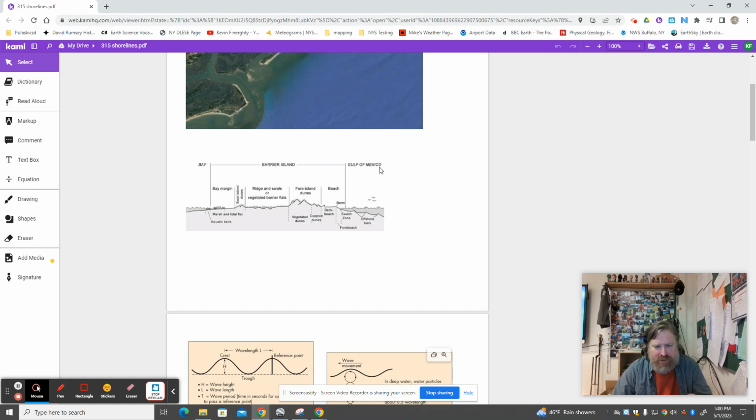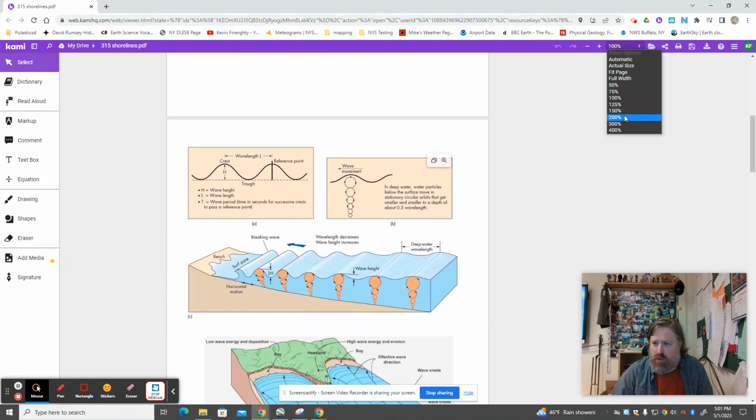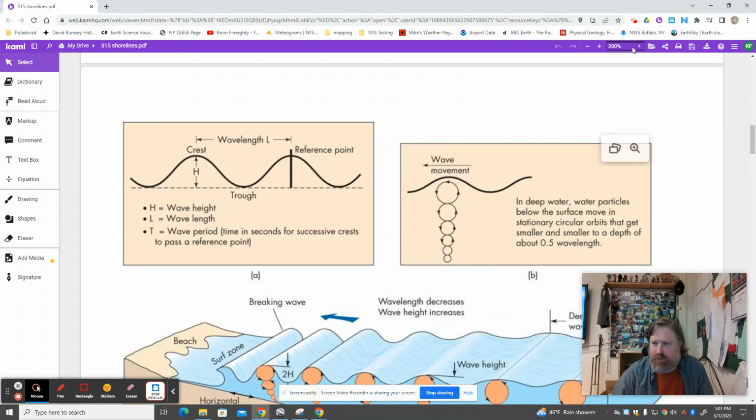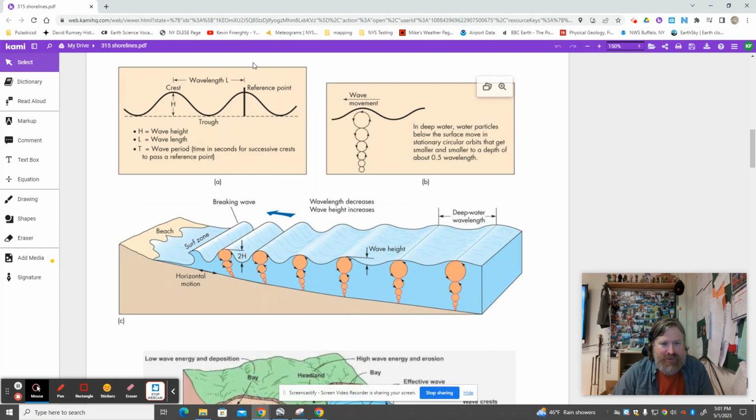I know this is the Gulf of Mexico, but it's the same basic cross section wherever you are. So let's dig into waves a little bit and think about how these work. There will be a couple questions about this on the quiz. So, some definitions we're going to need.